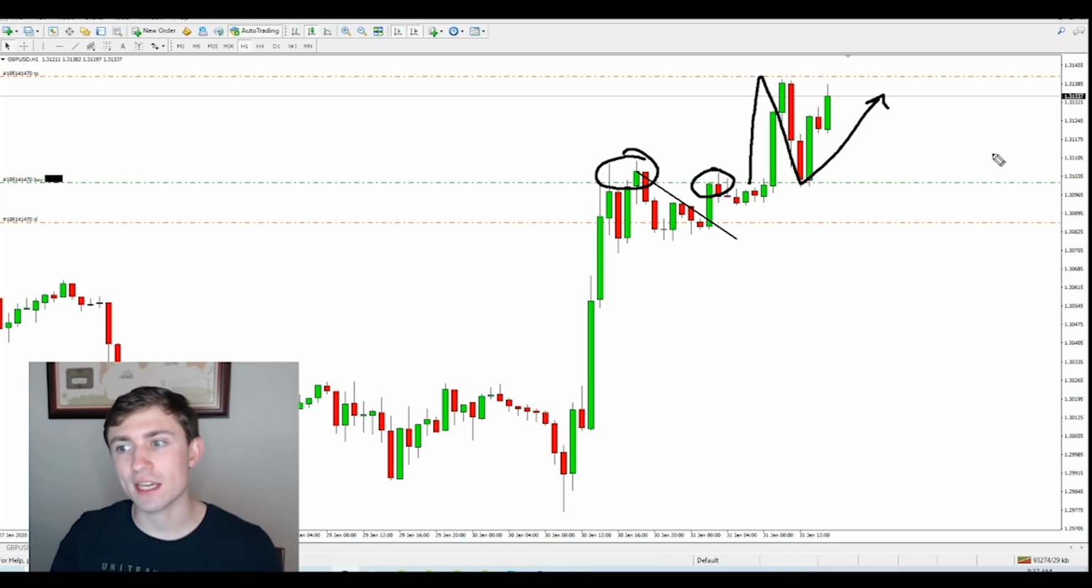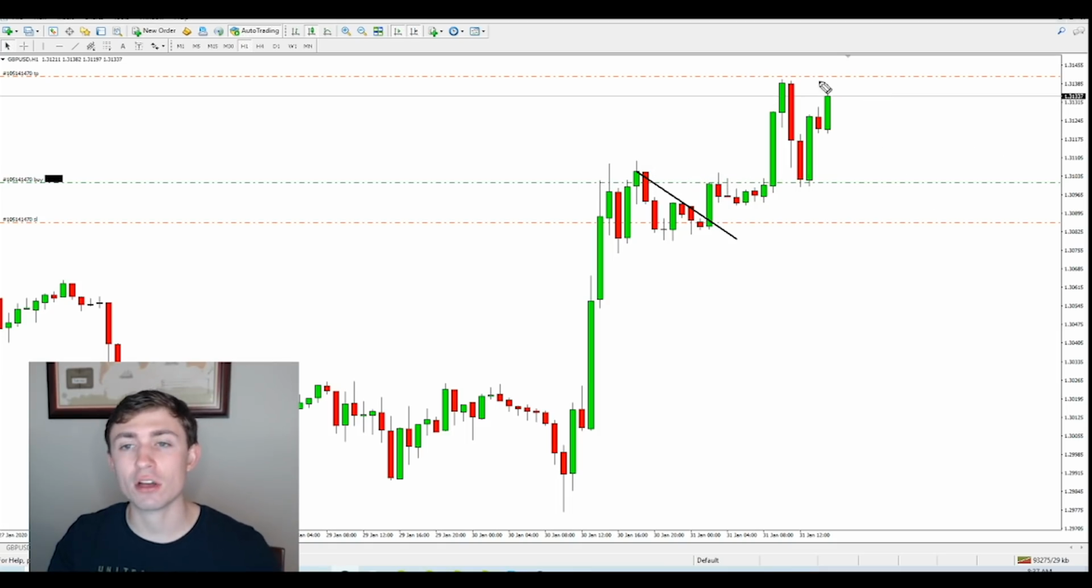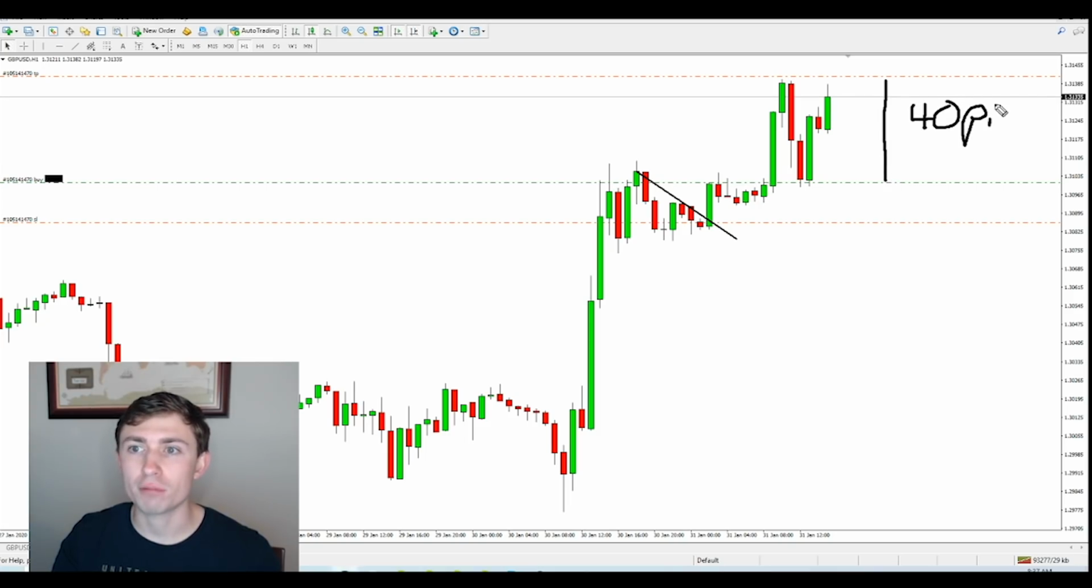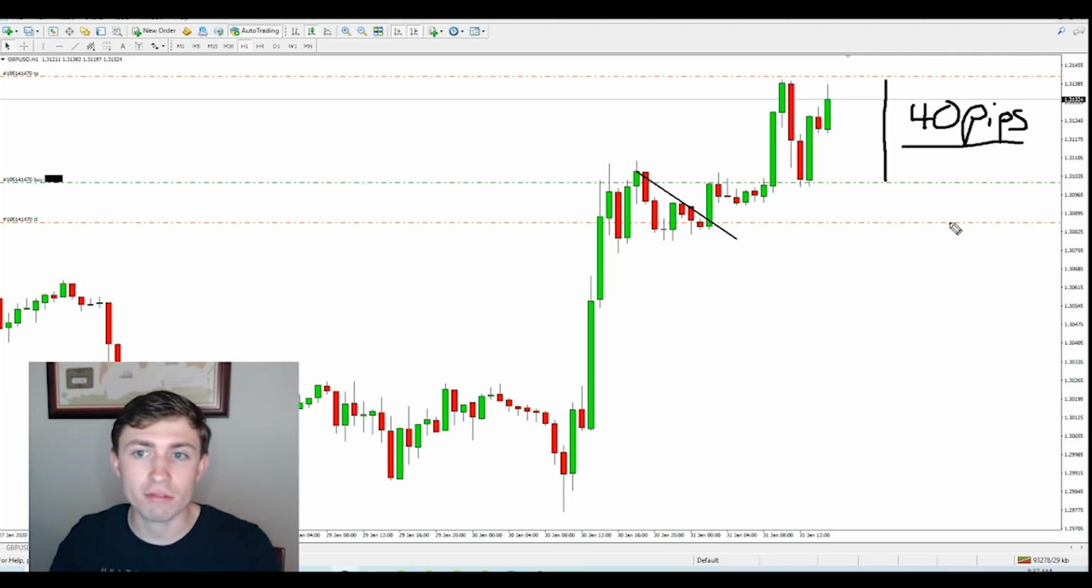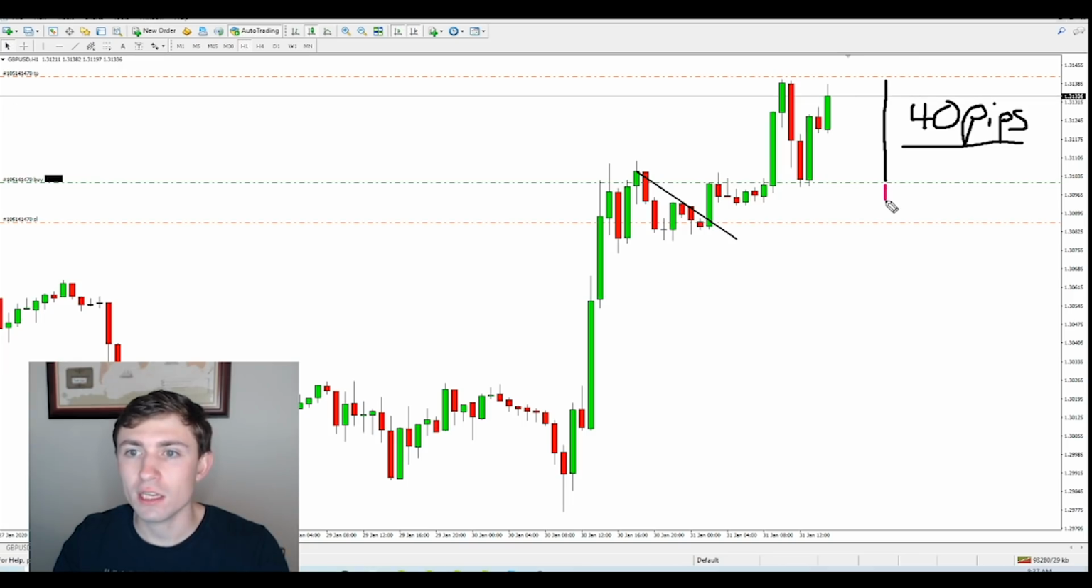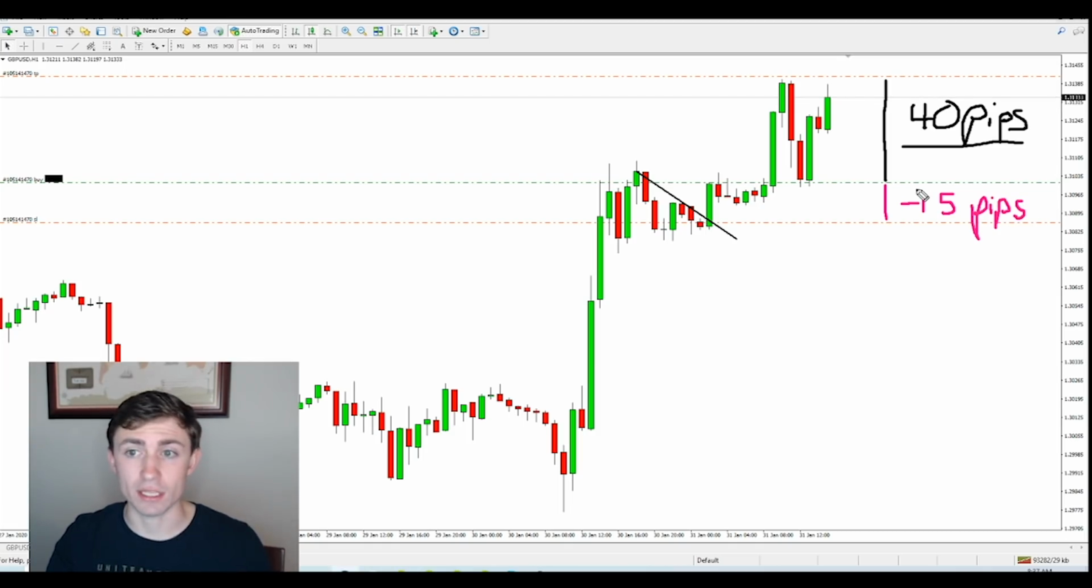So with that said, what am I going to do? Well, I have a target here. I believe this is about 40 pips of profit. Okay, so 40 pips of profit on this particular trade if price goes in my favor. Now, what do I have in terms of risk? Well, here I've got negative 15 pips of risk. What this means is that my upside is a lot bigger than my downside here. Not to mention we're also heavily in profits already.